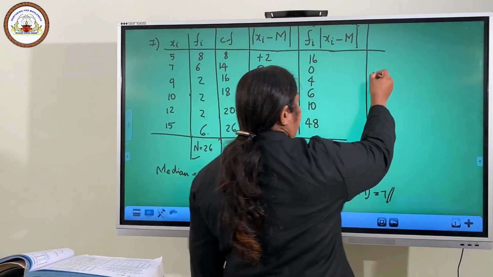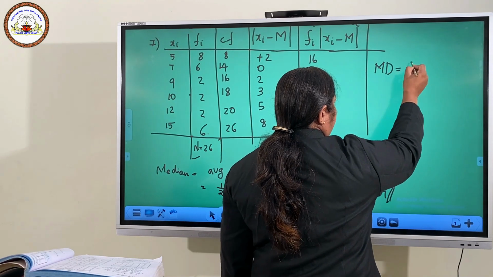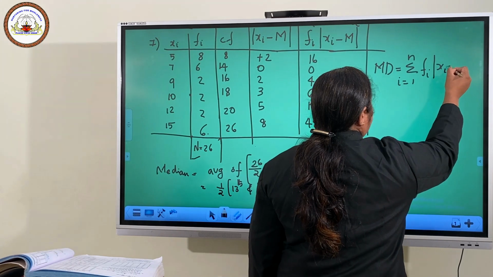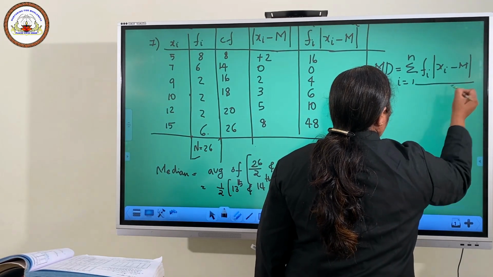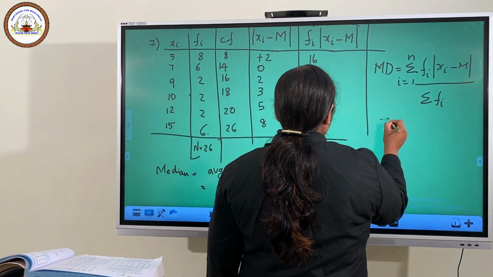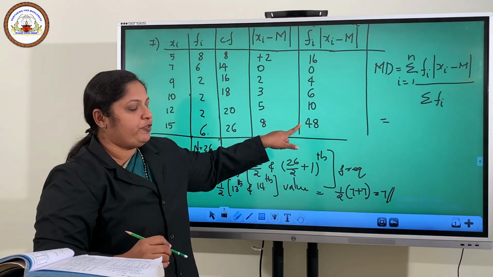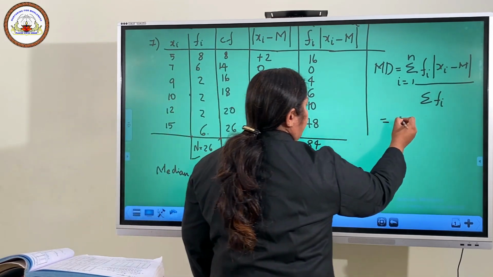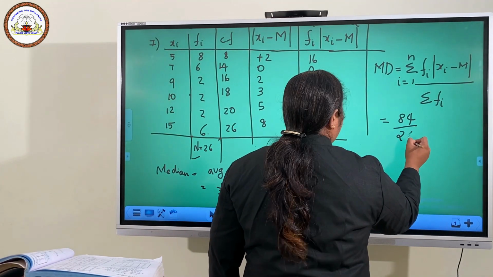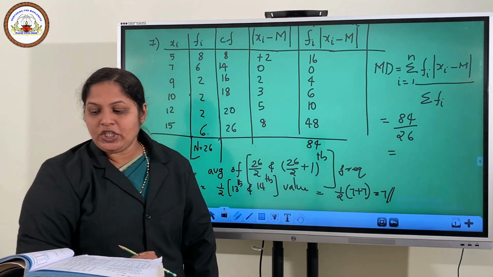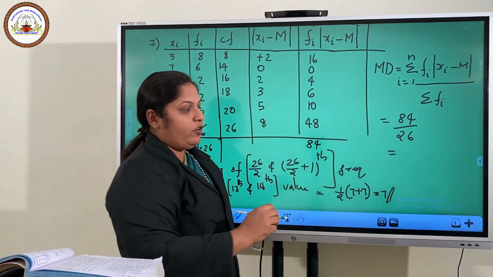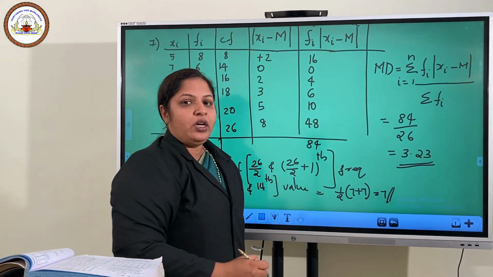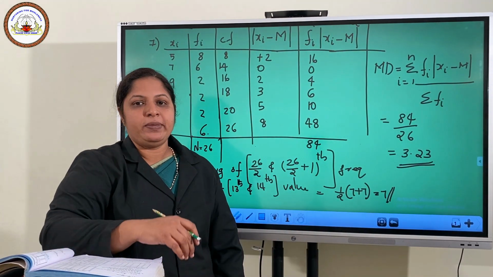Now the mean deviation is the sum from i equals 1 to n of fi into modulus of xi minus median, divided by the sum of the frequencies. That is, you have to find the sum of these values. The sum of these values is 84. So 84 divided by 26 gives the mean deviation about median for this data, which is 3.23. Again, you have to round the final answer to 2 decimal places.